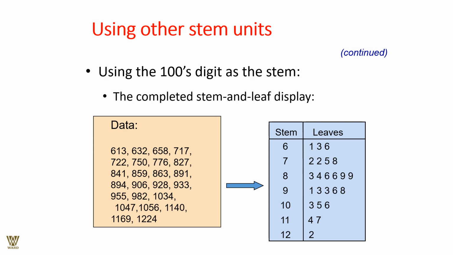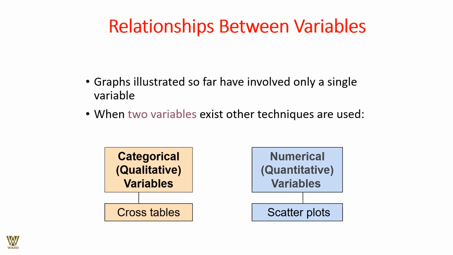Now, we are looking at the data stem for 720, 750, 776, 717. Now, how do we go for the stem data and the leaves data thereby? Relationship between variables: the graphs illustrated so far have actually involved only one single variable. When we have two variables, what are the techniques to be utilized? Now we can utilize something called categorical variables in the form of a cross table, and numerical variables in terms of a scatter plot. Allow me to discuss those cross tables and scatter plots for your understanding.